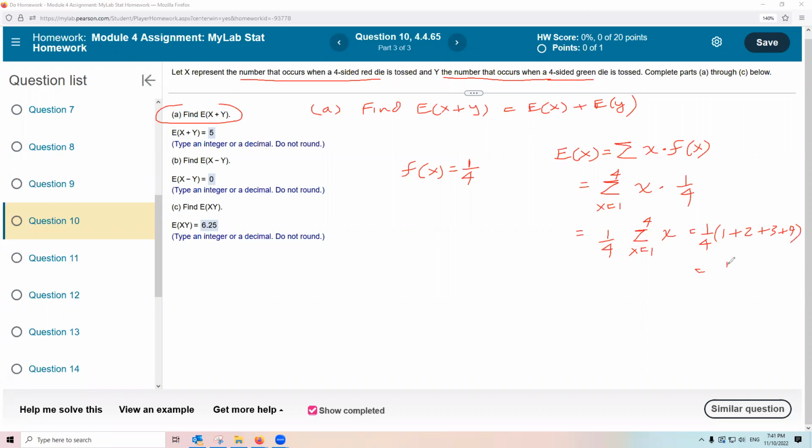Well, that's 10 over 4. 10 over 4 I can write as 2.5. All right, let's find E of y, expected value of y. Well, really, it's going to be the same exact value because when you do the sum of y times f of y, it's the same scenario. It's a four-sided die, so f of y is going to be 1/4. So I'm going to end up with the same answer, 2.5. So if I come back here and plug in, the expected value of x was 2.5, the expected value of y was 2.5, so this answer is 5.